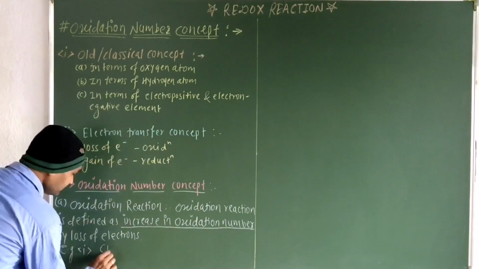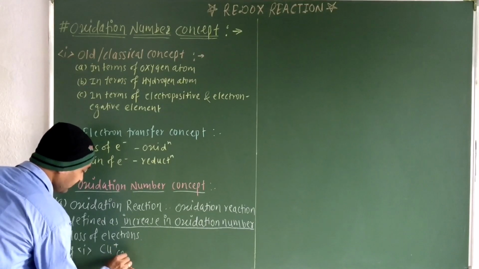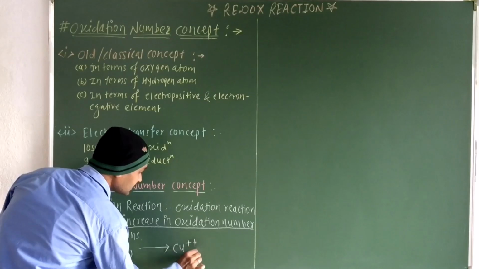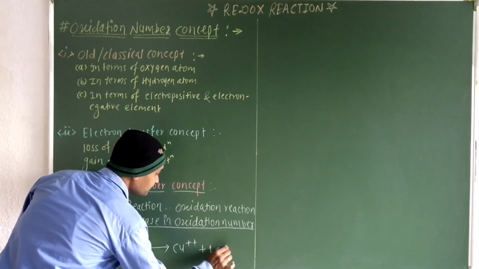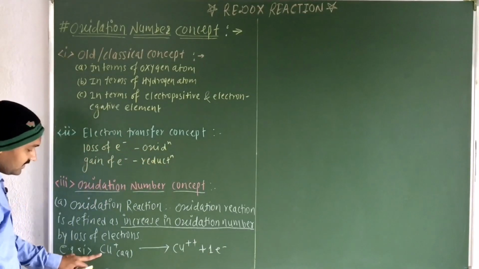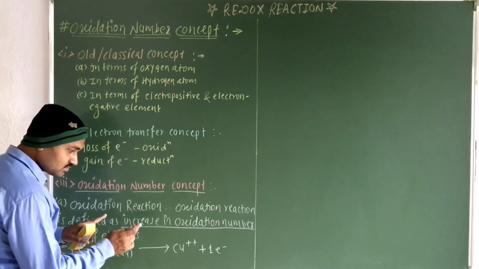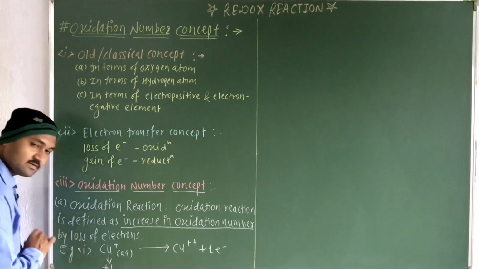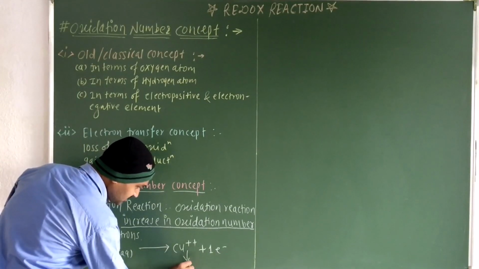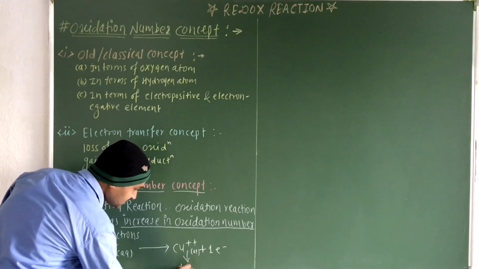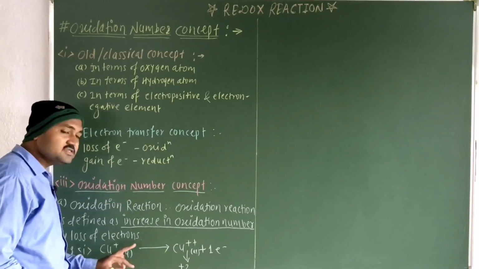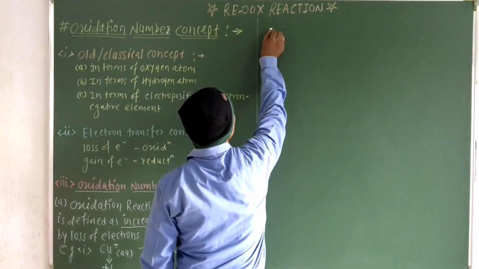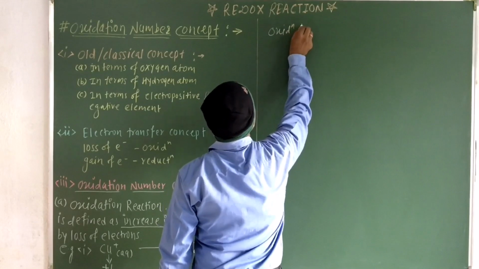Okay, for example, Cu+ aqueous gives Cu2+ plus 1 electron. So we know that after assigning the rules for oxidation number, its oxidation number will be +1. Now its oxidation number will be +2. So there is an increase in the oxidation number, that is from +1 to +2. Hence this reaction will be your oxidation reaction.